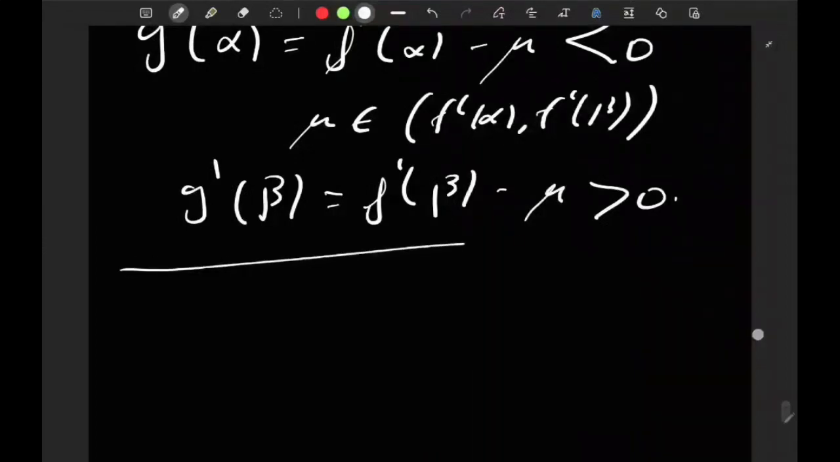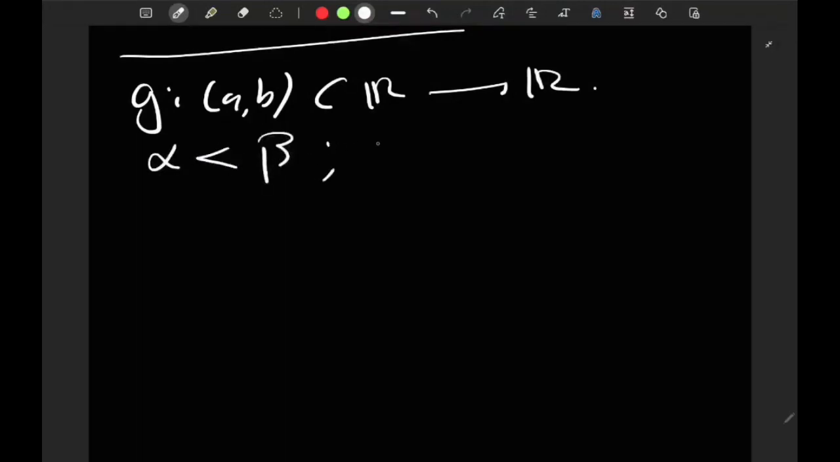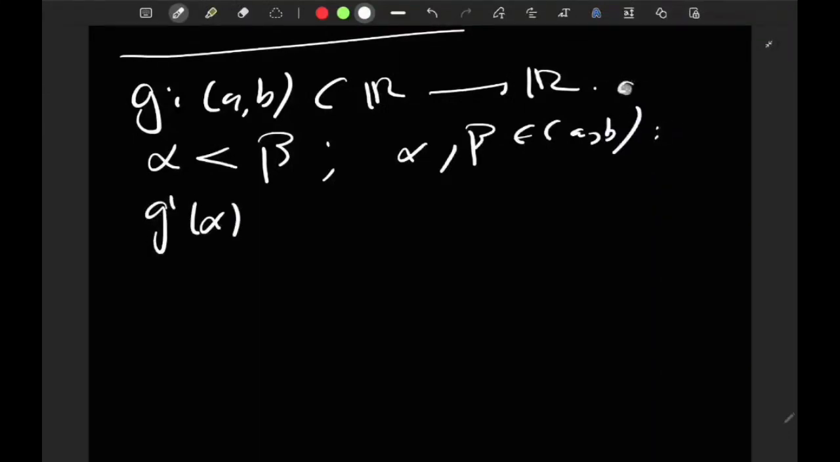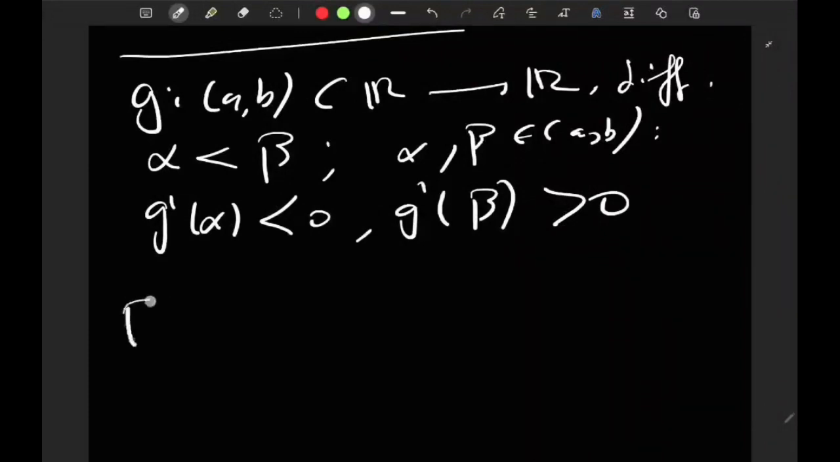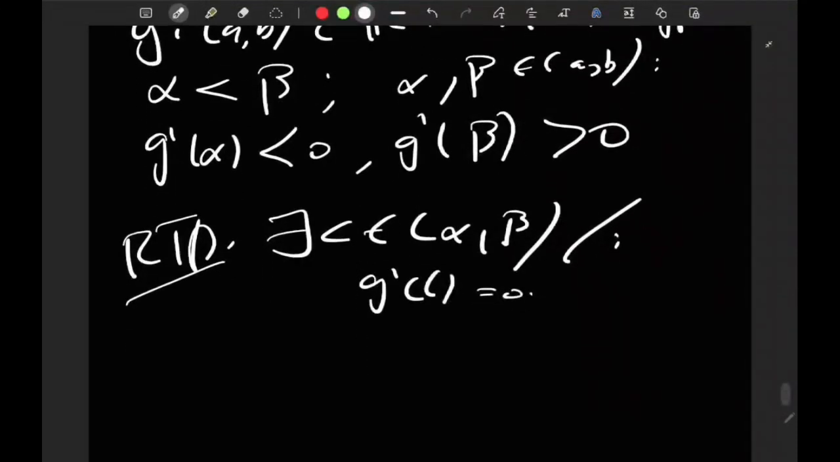Let's make them clear. The problem is reduced to the following. Take g from AB inside R into R, where alpha is less than beta, both belonging to the interval AB, and g is differentiable. I know that g prime of alpha is strictly negative and g prime of beta is strictly positive, and it's required to prove that there exists some c inside alpha beta such that g prime of c is equal to 0. So this is our target.